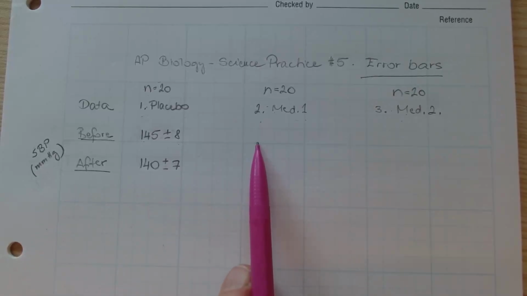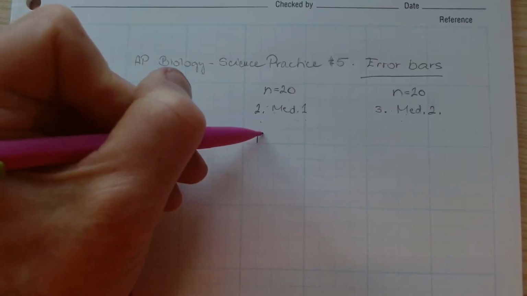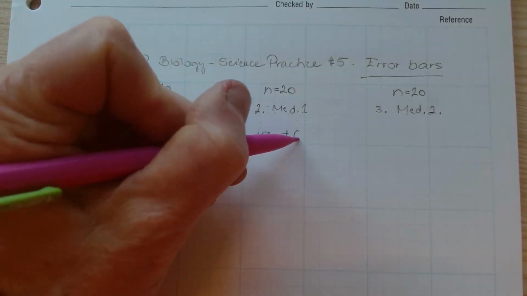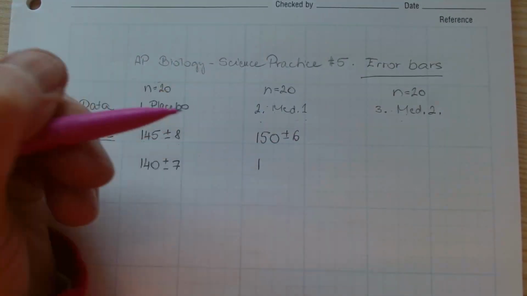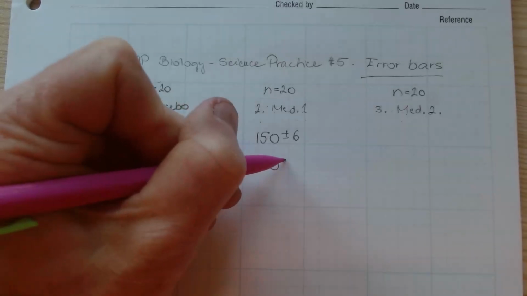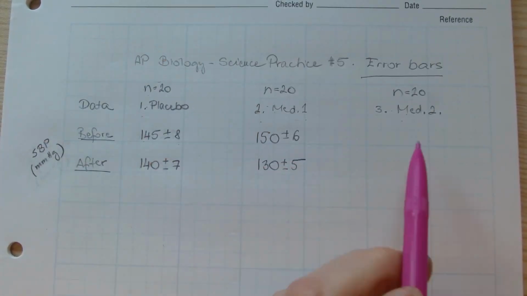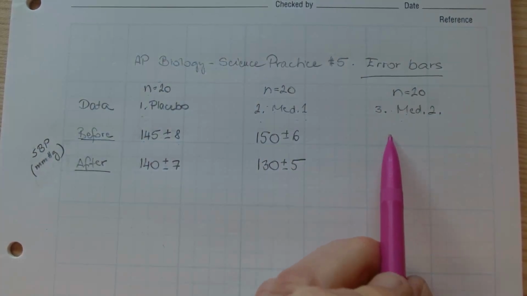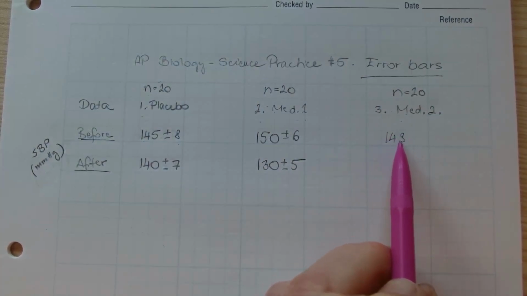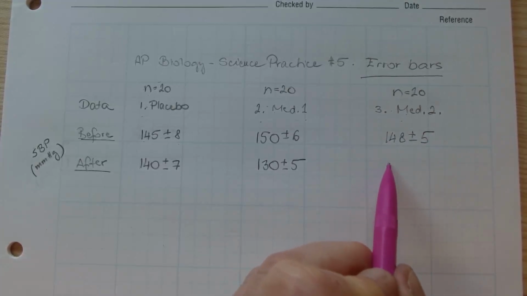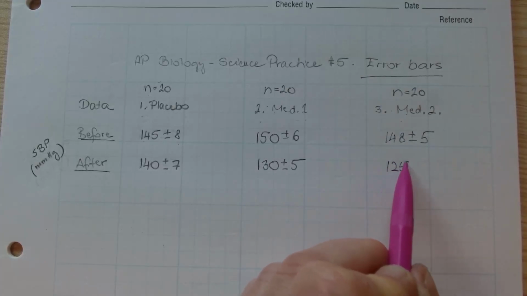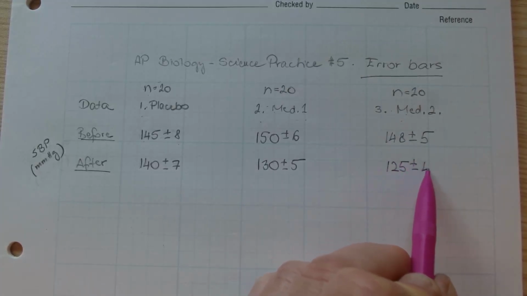For the group who receives medication 1, the before blood pressure was 150 plus minus 6 millimeter mercury, and after the treatment became 130 plus minus 5. For the third group with medication 2, we have 148 plus minus 5, and after the treatment their blood pressure will be 125 plus minus 4.